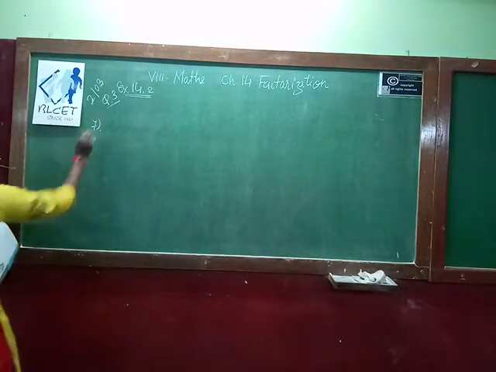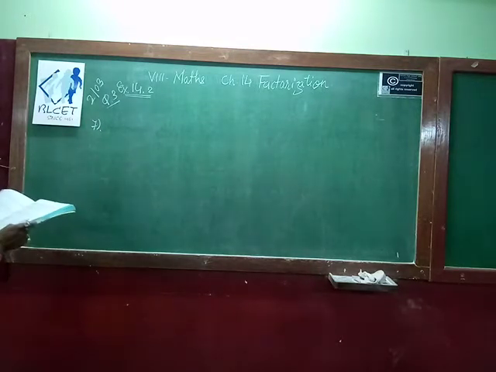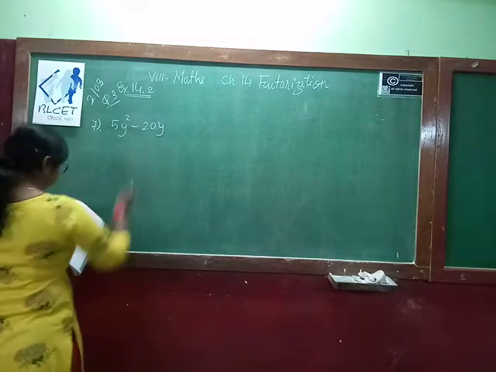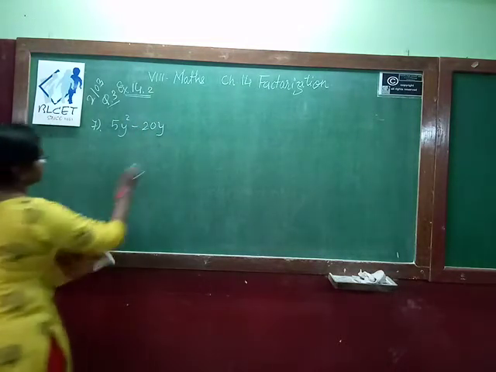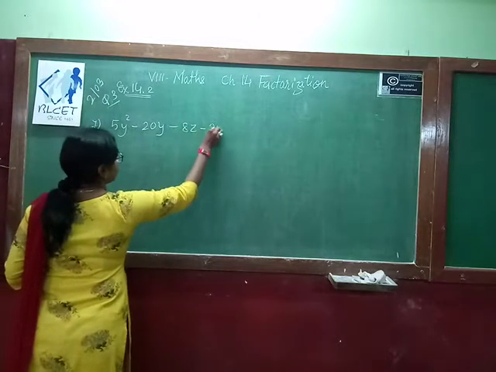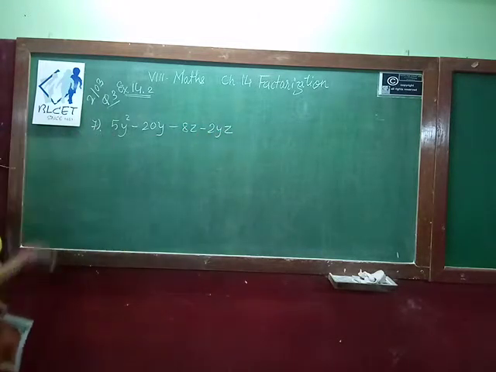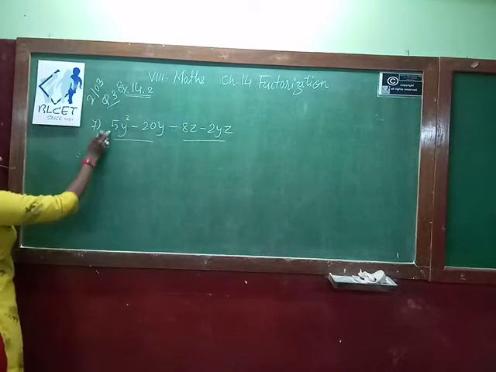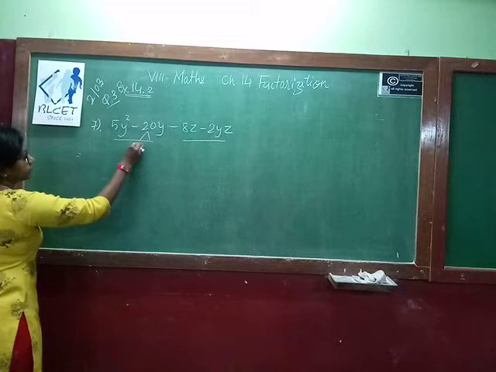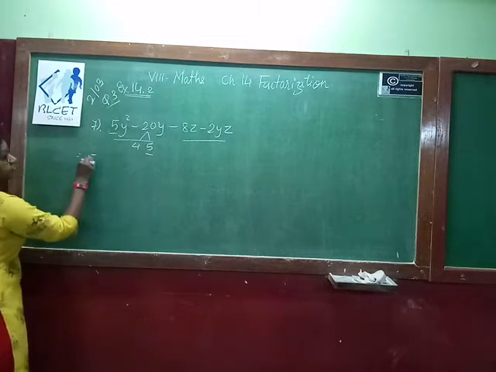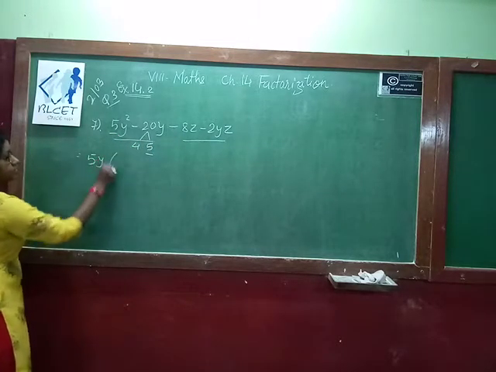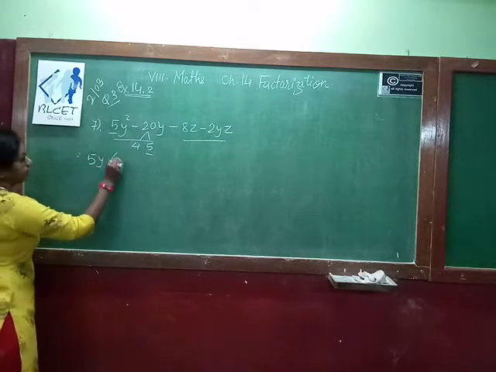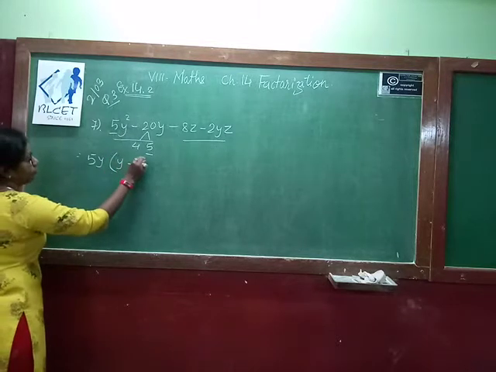The question is 5y square minus 20y minus 8z minus 2yz. So we can make group of 2, this one and this one. Now from here 5, and for 20 it is 4 and 5. So what is common? 5 is common and 1 y is common. So from 5y square we have taken 5y as a common, so what is left? Only y minus 4.